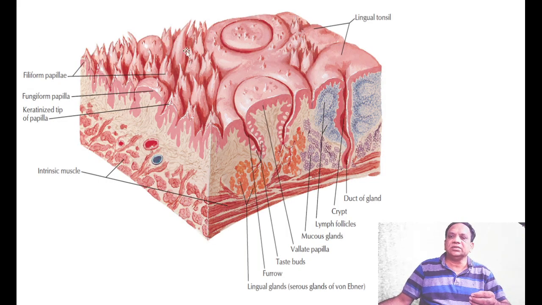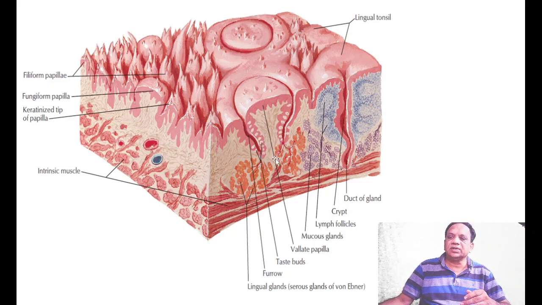You can see this is the vallate papilla. You can see fungiform papilla and filiform papilla. Foliate papilla are usually not seen so clearly in the human tongue. They are more prominent in rabbit. So these are the different papilla.